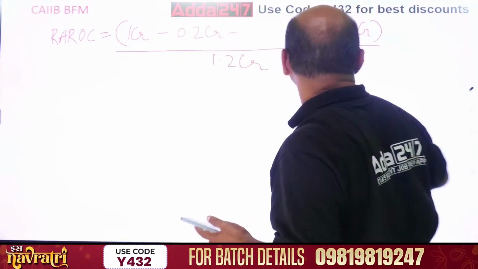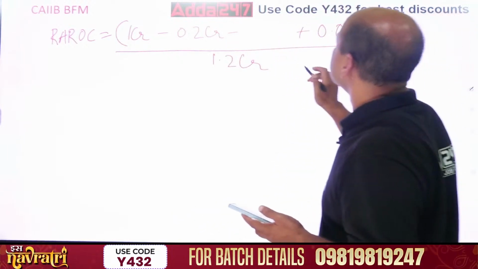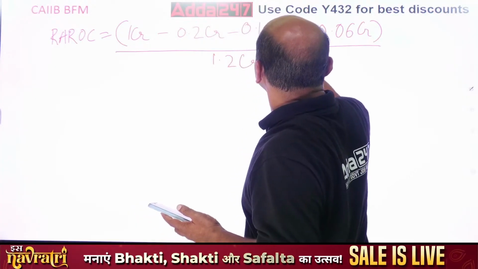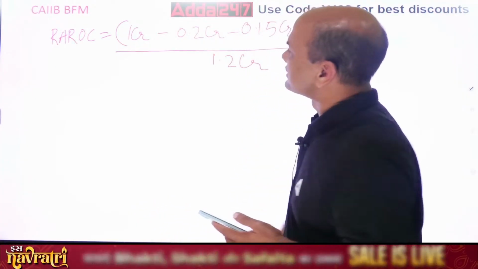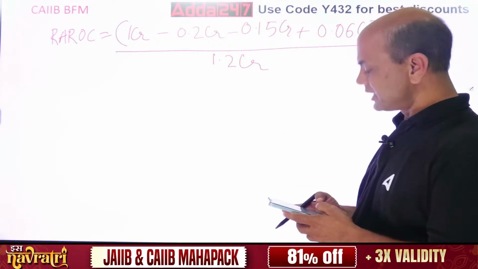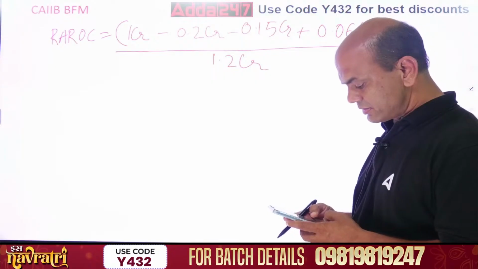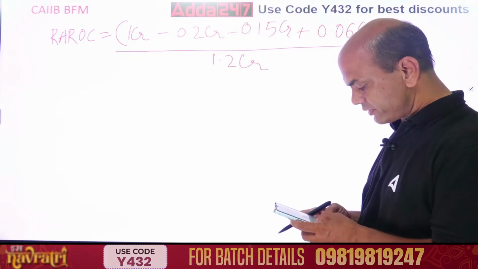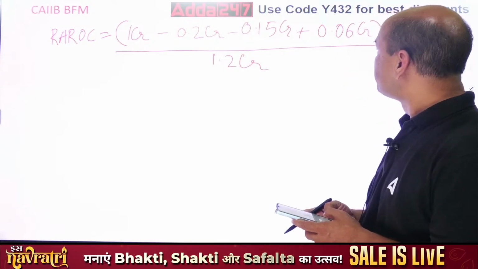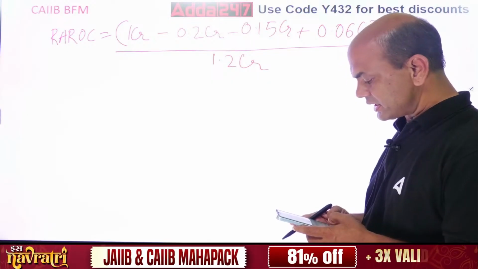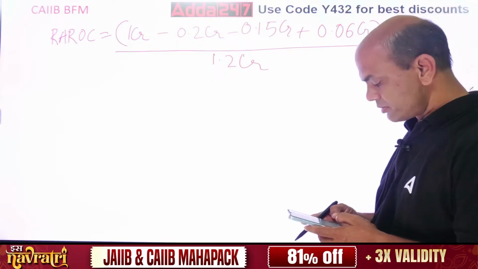Okay, even I got confused. How can this happen? So 0.15 CR here. Now get the answer. Okay, now you'll get it correct. So 1 minus 0.2 minus 0.15 plus 0.06. So that is equal to 0.71.